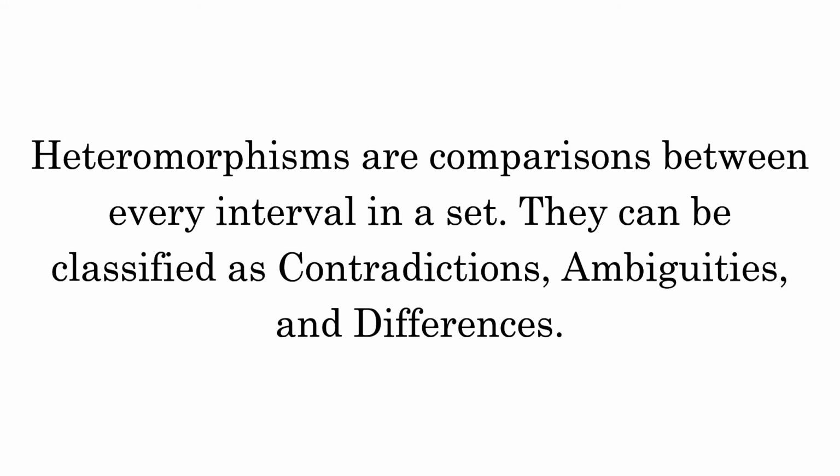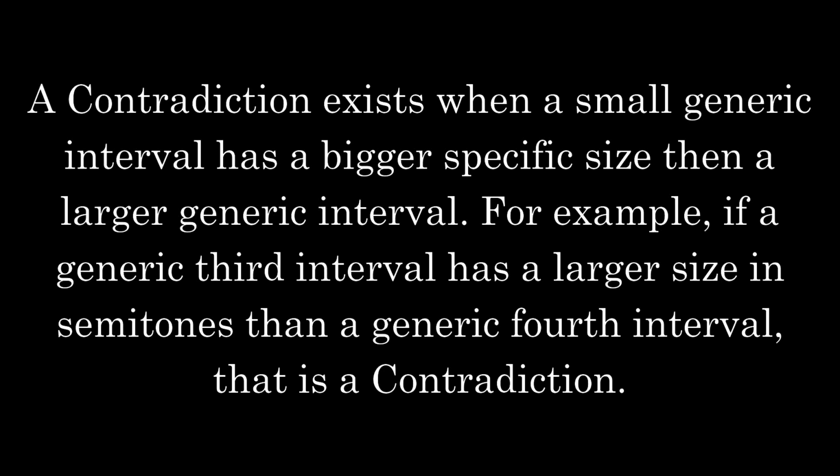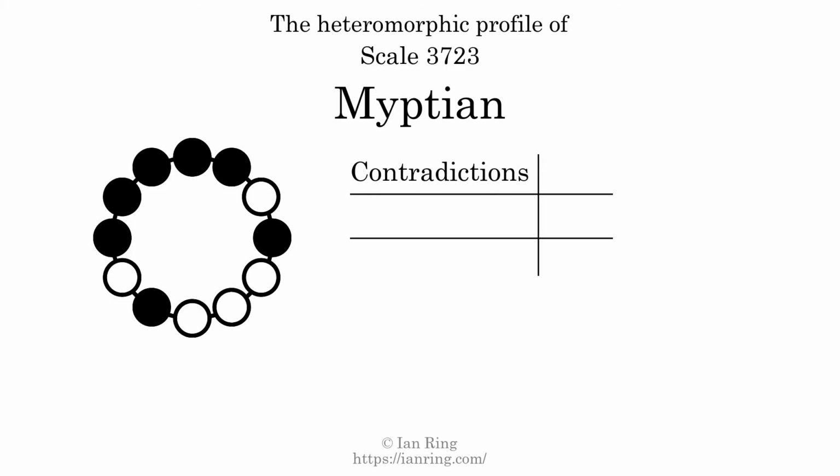Heteromorphisms are comparisons between every interval in a set. They can be classified as contradictions, ambiguities, and differences. A contradiction exists when a small generic interval has a bigger specific size than a larger generic interval. For example, if a generic third interval has a larger size in semitones than a generic fourth interval, that is a contradiction. The number of contradictions in this scale is 51.